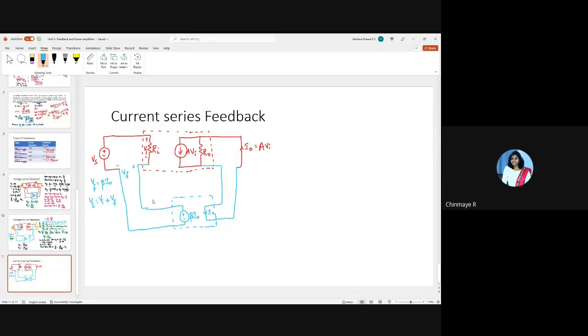So now intuitively, can you tell me what happens to the input and output impedances of the closed loop amplifier? Do you think it will decrease or it will increase? Increase, ma'am. Increase. So since you have series on both the sides, both the input as well as the output resistance here will get increased by a factor 1 plus A beta. Can you try to prove that? Can you try to prove that theoretically?